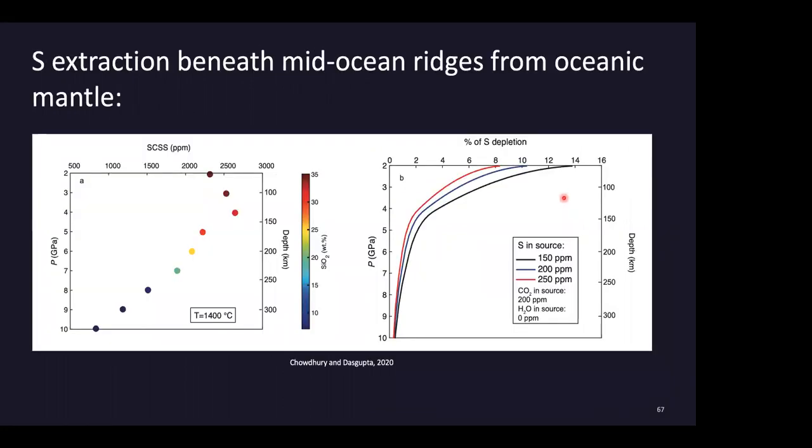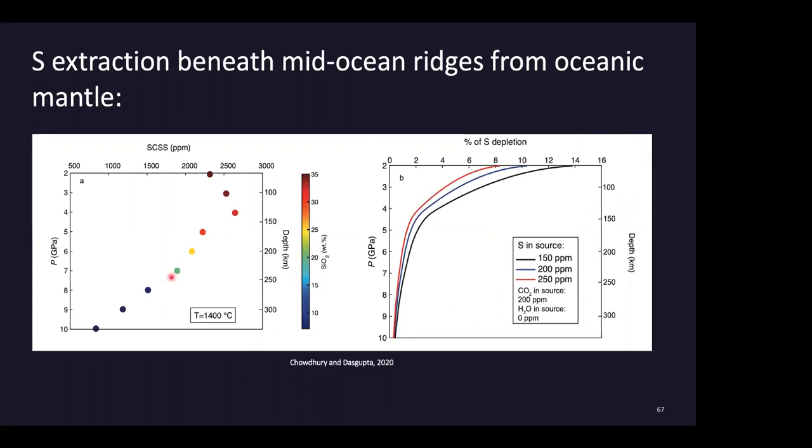Now what we are going to do is that using our brand new parameterization, we calculate the SCSS in carbonated melts, and we try to look at how much sulfur can be extracted beneath mid-ocean ridges by these carbonated melts before volatile free melting begins at 2 GPa.